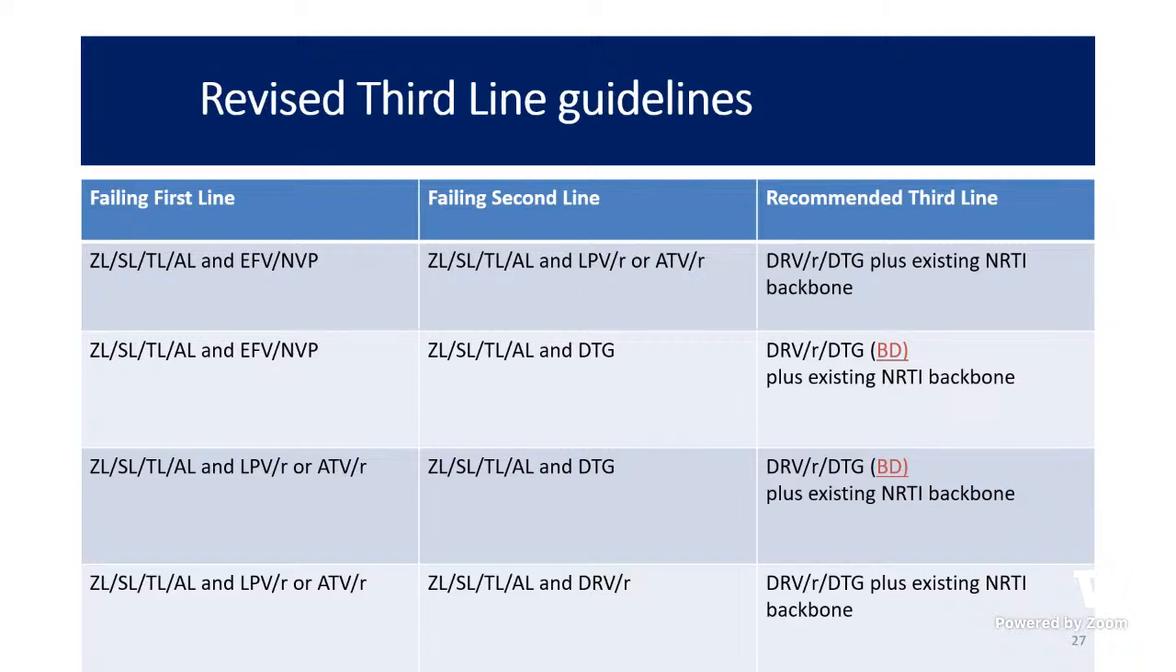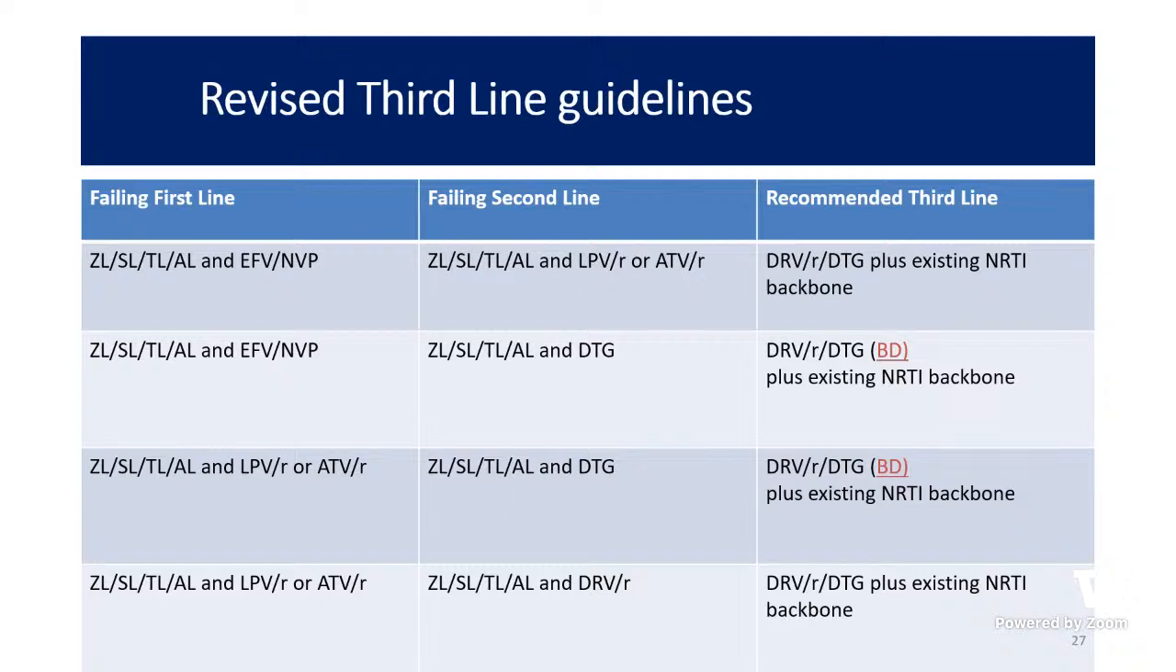The third row is the NRTI with PI, that is the failing first line. Second line is NRTI with DTG, failing second line. Those patients will move to darunavir, ritonavir plus DTG, also again twice daily, plus existing NRTI backbone. That is, as I said, dolutegravir will be twice daily. I am repeating this again and again because these are the new changes and these are really things we need to remember. Dolutegravir has to be twice daily because we suspect small mutations, not the major ones, only the minor ones with dolutegravir that are creeping up. To suppress those mutations, we need a very high and good level of dolutegravir in the blood. So that is the reason we are giving dolutegravir as twice daily. That is the third row.